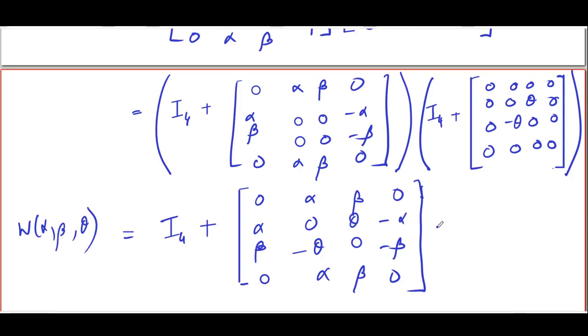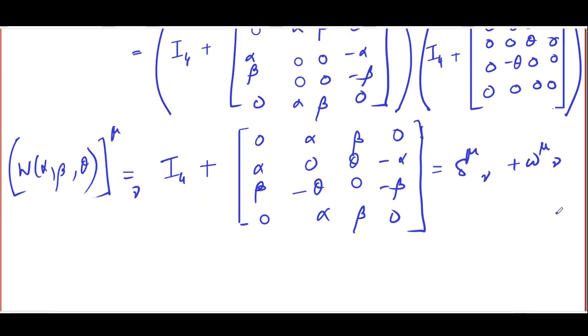Now, this should not come as a surprise because this, after all, is a general form for an infinitesimal Lorentz transformation. The mu nu-th element of this, of course, is delta mu nu, which comes from the identity, plus omega mu nu, which are the standard parameters for Lorentz transformations. Now, I can immediately read off what omega mu nu are. I can see here that omega 0 1 and omega 1 0 are both equal and equal to alpha.